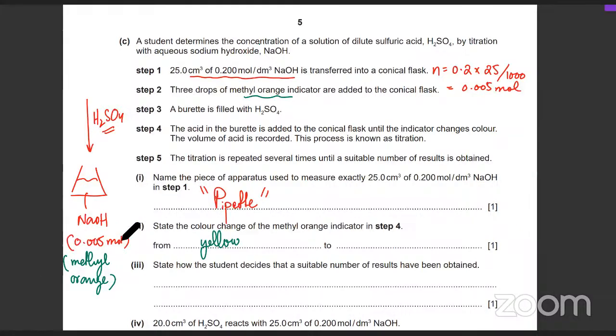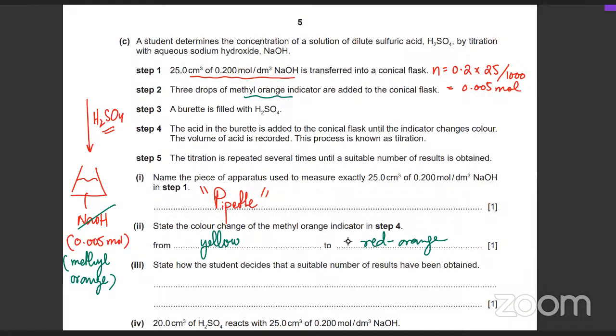And when the alkali gets neutralized, when all of it is neutralized by the H2SO4 that's falling from the top, the acid will come in, so it's going to become red orange. Is that clear? Yes.